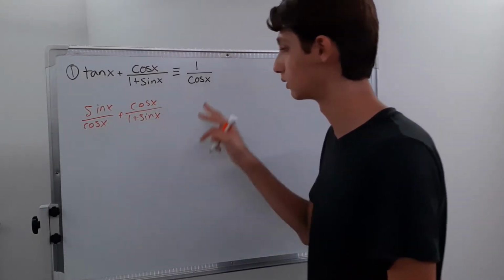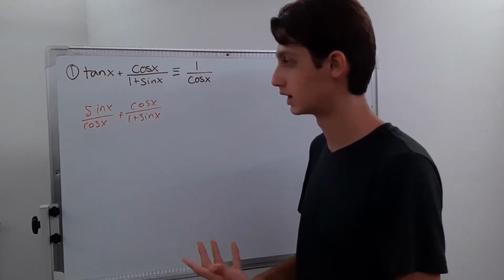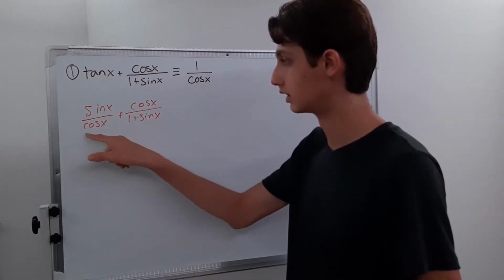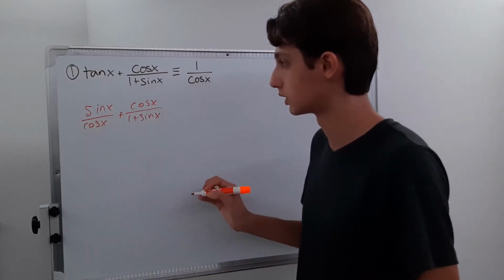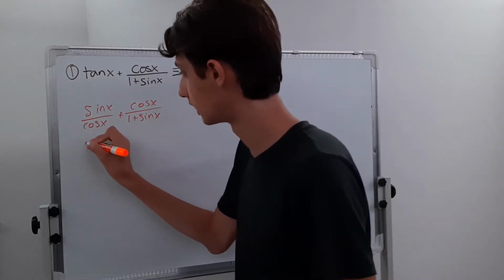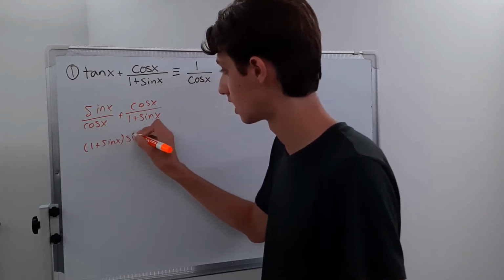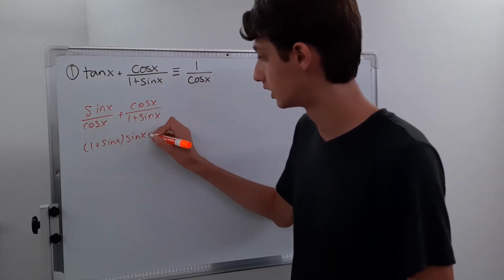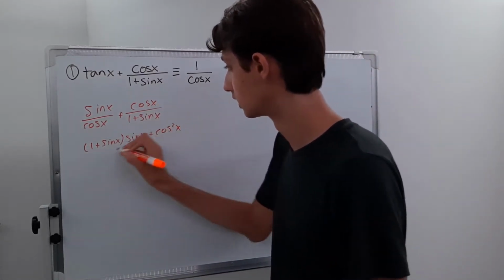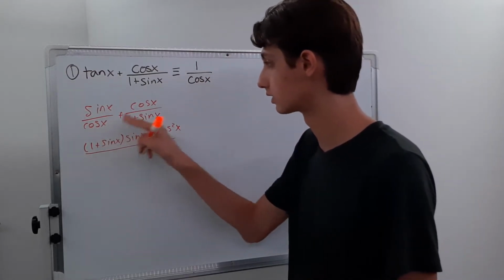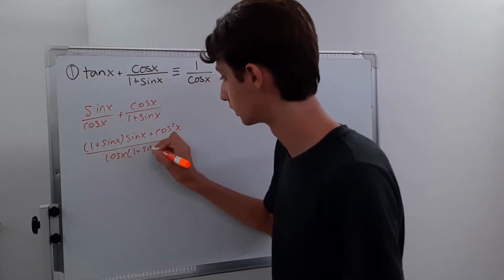Okay, I'm just going to leave it like that. I'm not going to write this side over here. So we can actually combine these two fractions by multiplying this denominator over here and this denominator over here. So I guess we can just do that. So we have 1 plus sine x times sine x, plus cosine x times cosine x is just cosine squared x. This is all over cosine x times 1 plus sine of x. So that makes this pretty straightforward.